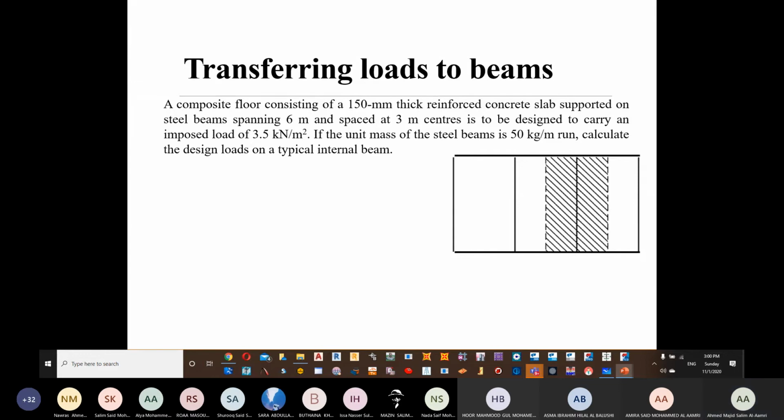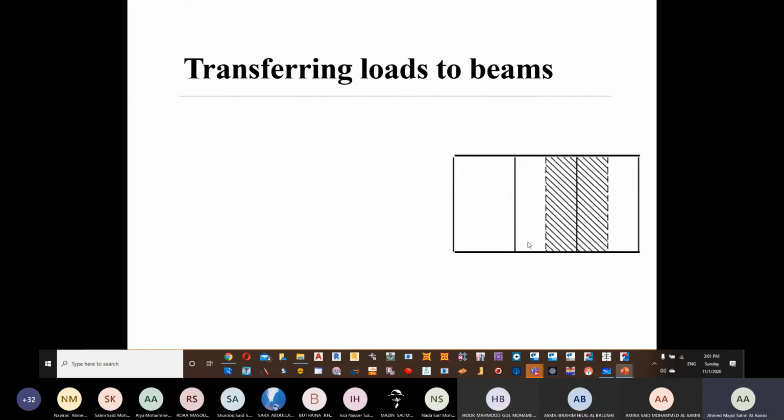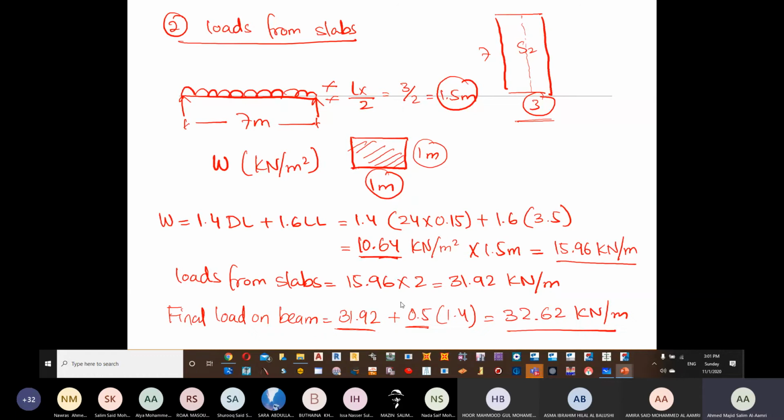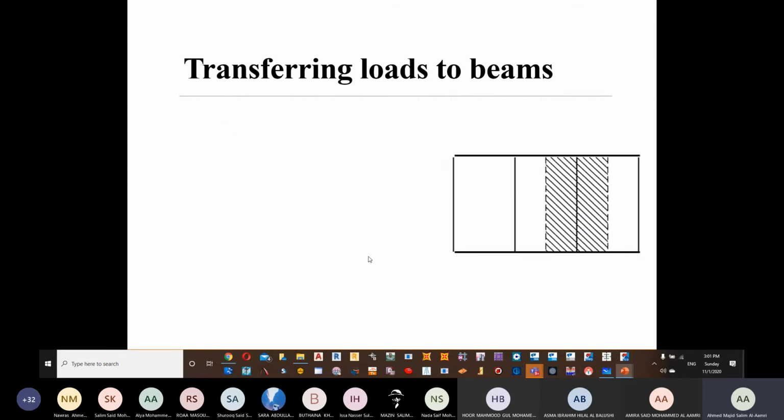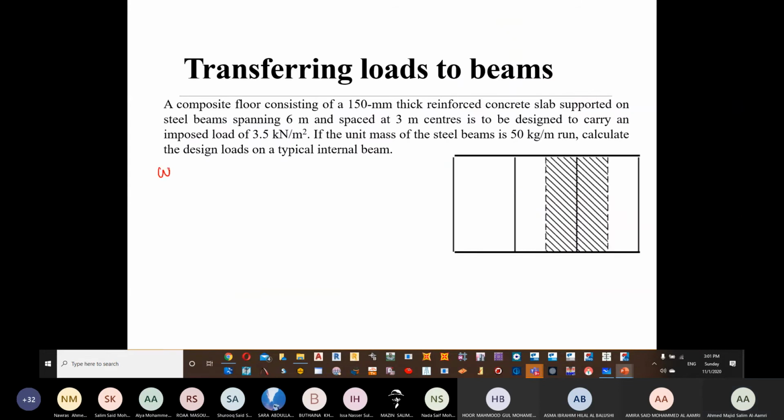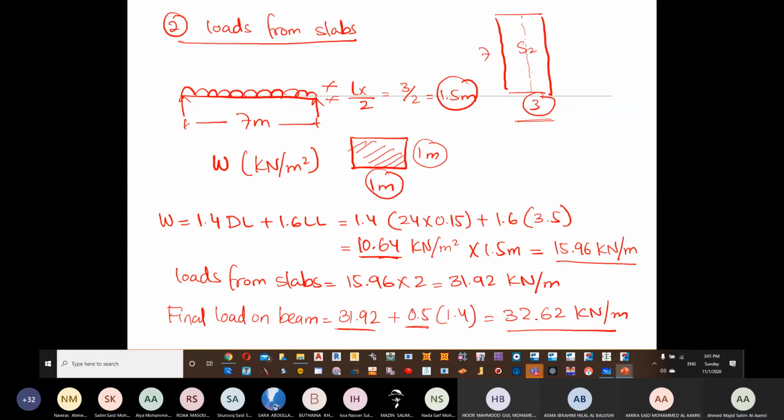Okay. So we're going to solve it once again together. We have already got our value of loads from the slabs. We have got it to be 10.64. Let us say W, the value of W. How much? 64.